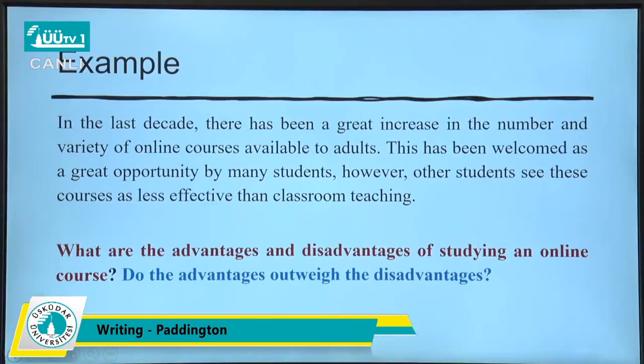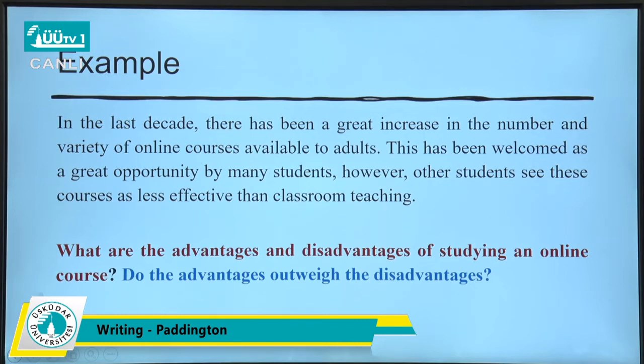So, there's one example topic I found. We're going to talk about this a little bit. For example, the topic is, in the last decade, there has been a great increase in the variety of online courses available to adults. This has been welcomed as a great opportunity by many students. However, other students see these courses as less effective than classroom teaching. So this is a good example of what we are doing at the moment.